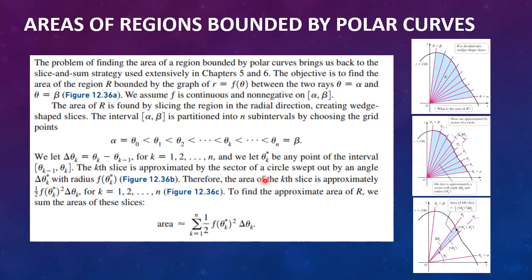The kth slice is approximated by the sector of a circle swept out by an angle of delta theta sub k with the radius of f of theta star sub k. This is, again, the idea of choosing any point within an interval of a slice. And you can see that here with this one slice being defined for delta theta sub k. Therefore, the area of the kth slice is approximately 1/2 f of theta star sub k squared times delta theta sub k. To find the approximate area of the region R, we sum all of the slices, and so we get the area equals the summation from k equals 1 to n of 1/2 f of theta star sub k squared times delta theta sub k.